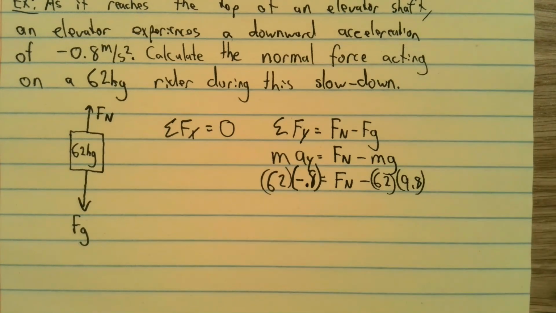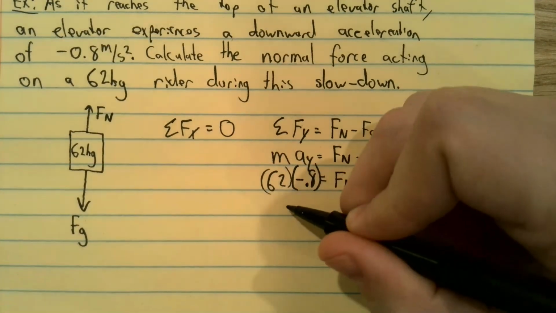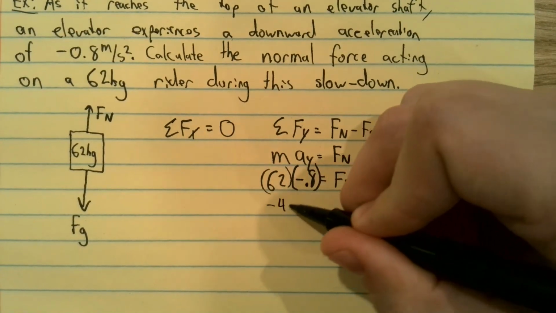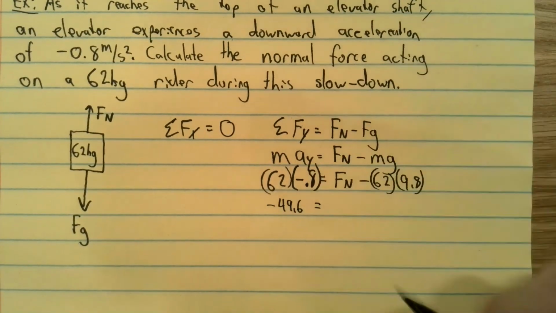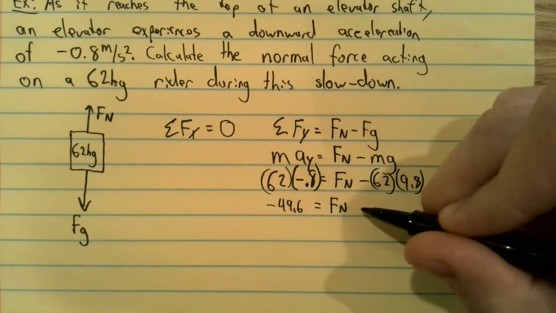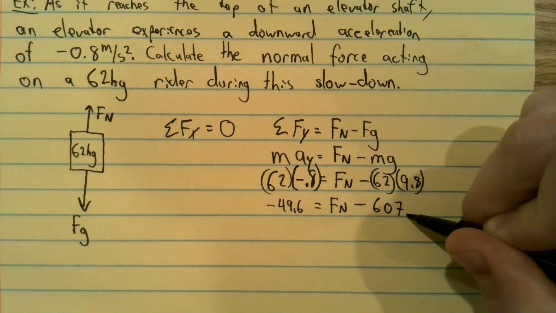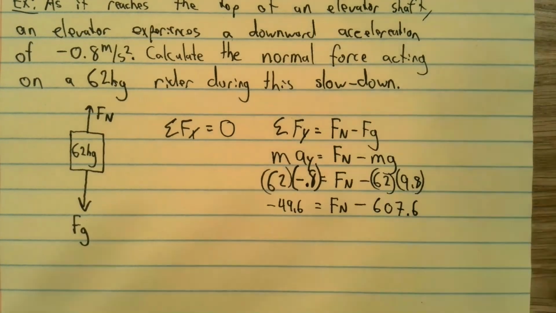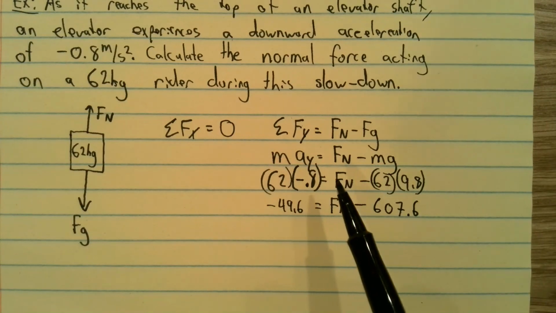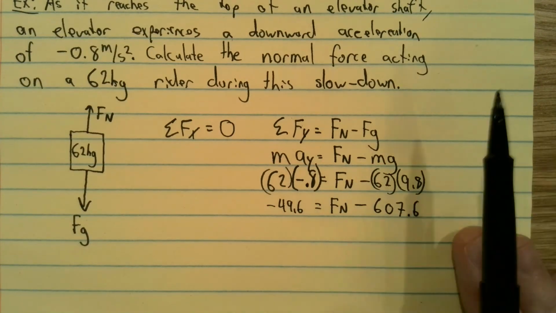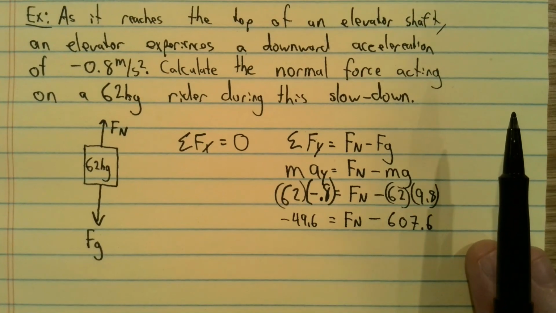Watch when we multiply. I got my numbers somewhere here. And I'll just multiply them again. Okay, here we go. 62 times negative 0.8. That'll be negative 49.6. 62 times 9.8 is 607.6. The whole point of this problem is I just wanted to show you that sometimes normal force is not the same as gravity. And this is the case in this problem because of the acceleration.